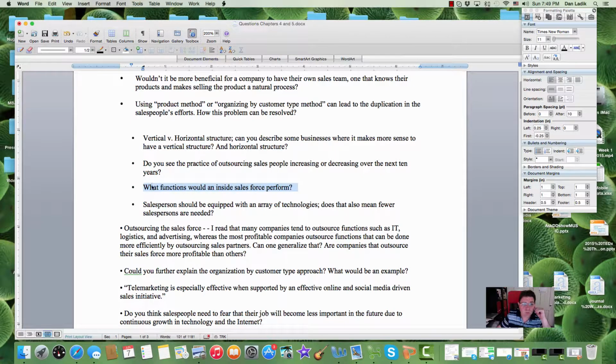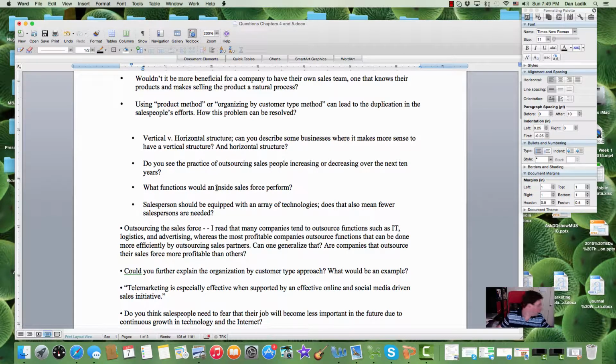What functions would an inside sales force perform? An inside sales force does not mean they stay inside the corporation. Inside the sales force means they are employees of the firm. So they would do all the functions that we've talked about so far this semester.